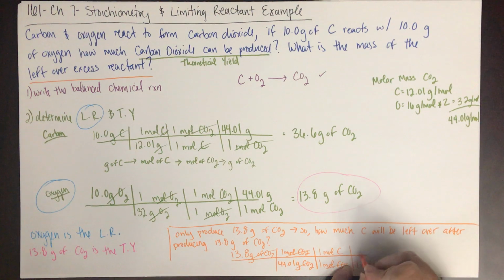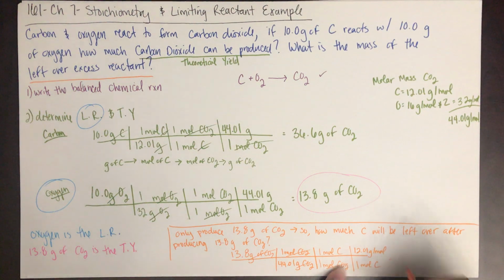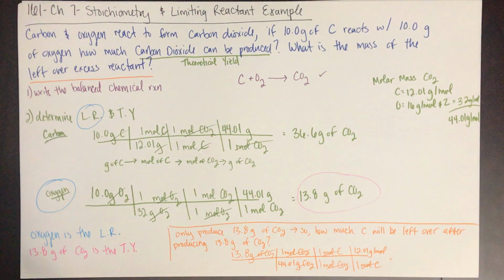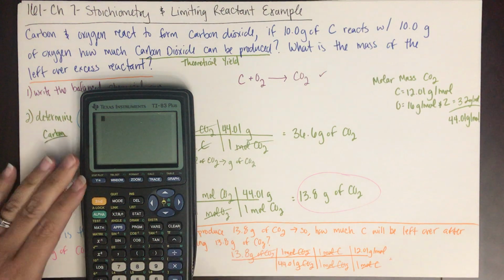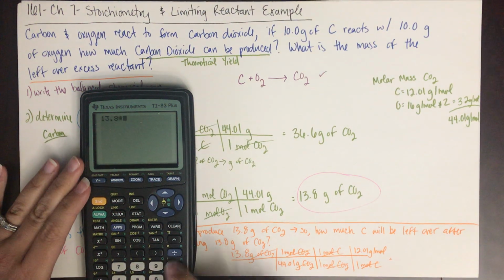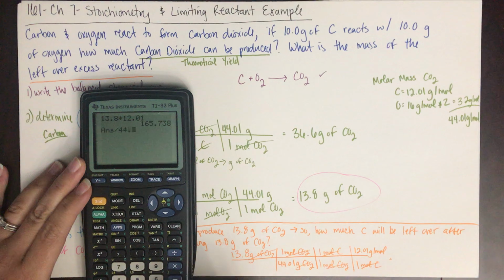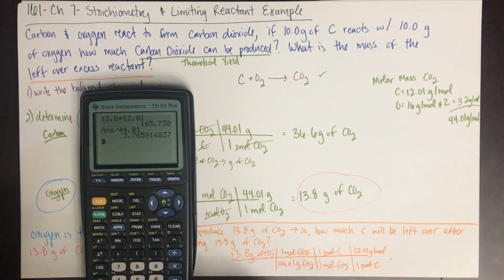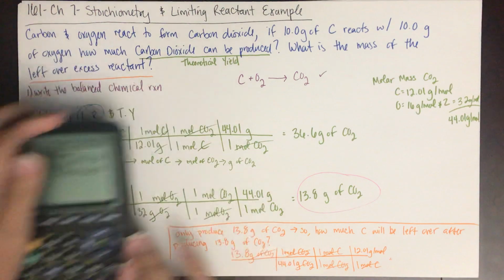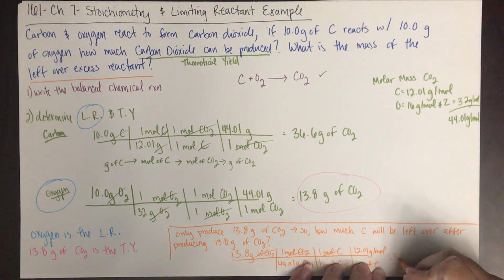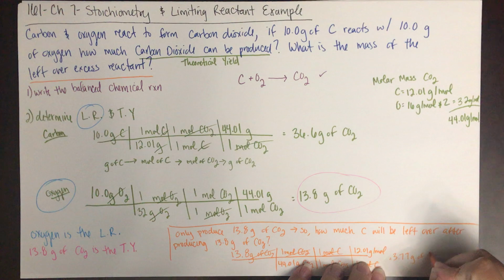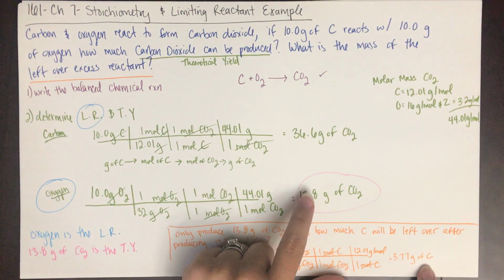1 mole of carbon is about 12.01 grams per mole. So let's see how many grams that is. So I'm going to say 13.8 times 1 times 1 times 12.01 divided by 44.01, it is 3.77 with the correct number of significant figures. 3.77 grams of carbon gets used to make this much carbon dioxide.